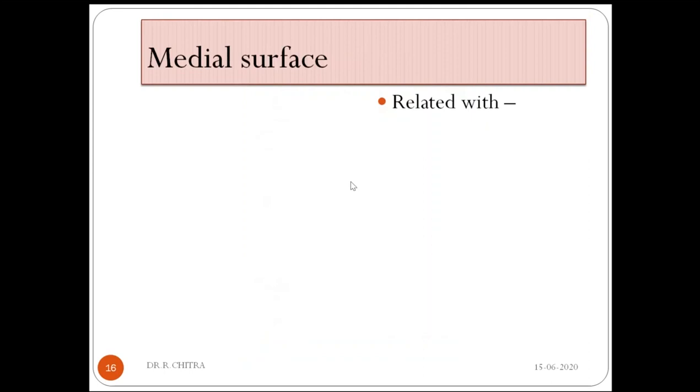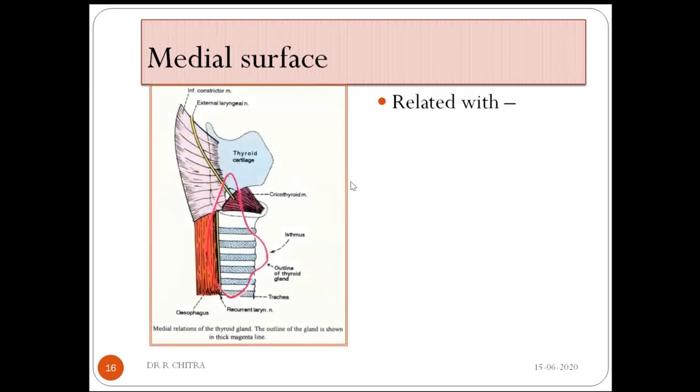Medial surface, otherwise called deep surface. What are the relations? What are the adjacent parts related to the medial surface? Yes, it is related to two tubes, two muscles, and two nerves. So you can see, this is the deeper surface of the thyroid gland. So it is resting on two tubes, two muscles, and two nerves. What are the two tubes first? Trachea and esophagus.